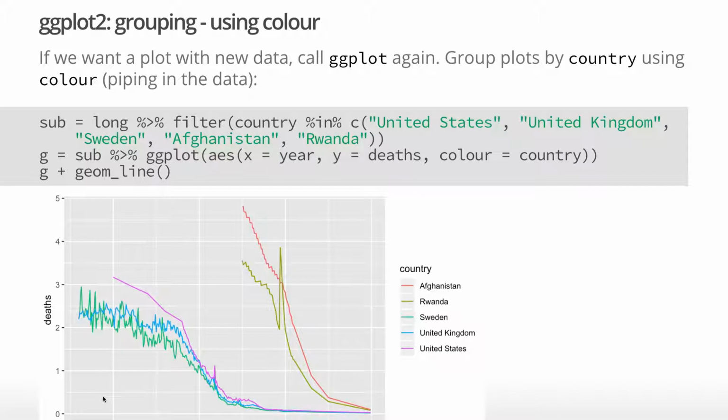So again, we're doing a subset because if we were to do all the countries, it would be a very, very messy spaghetti plot because there are a lot of countries in this data set.